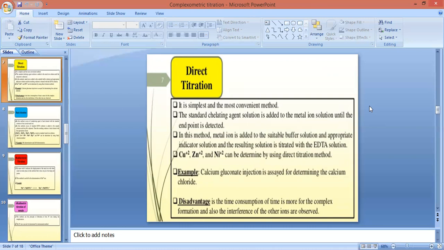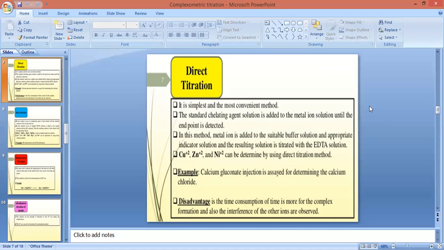So the contents in the conical flask will be the metal ion. For dissolving purposes, we use an appropriate solvent. We maintain the pH at 10 in order to maintain the stability of the complex formed between the metal ion and complexing agent. And lastly is the indicator. Depending upon the nature of the metal ion, the indicator is selected.